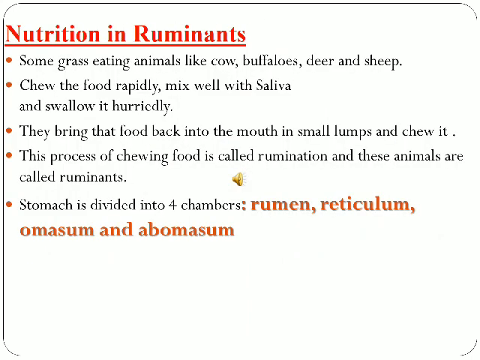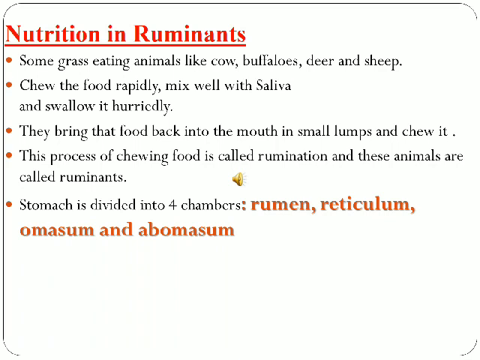The last one is nutrition in ruminants. Ruminants are grass-eating animals such as cows, buffaloes, goats, deer and sheep. Now what do they do? They just chew the food rapidly, mix that food with saliva and swallow it hurriedly. Now why are they doing so?